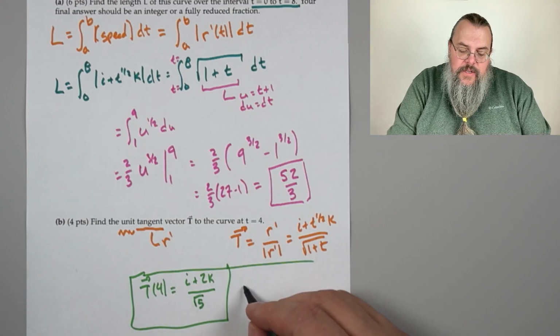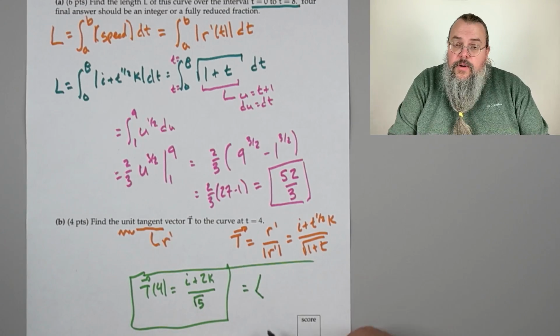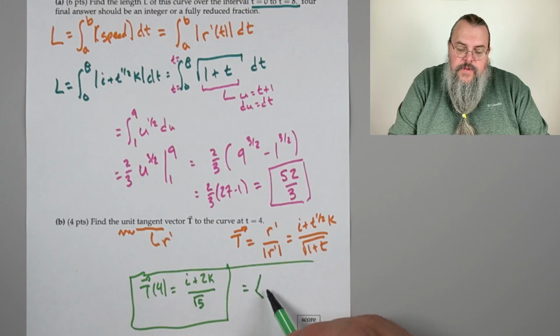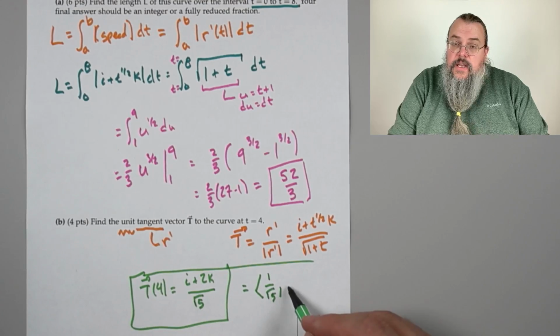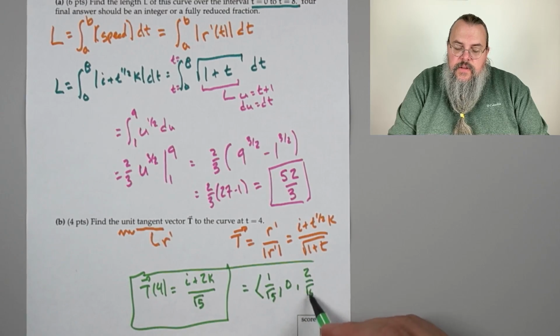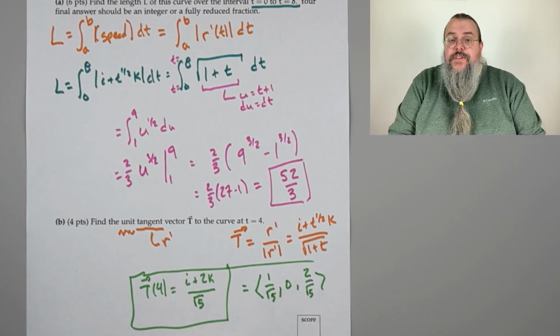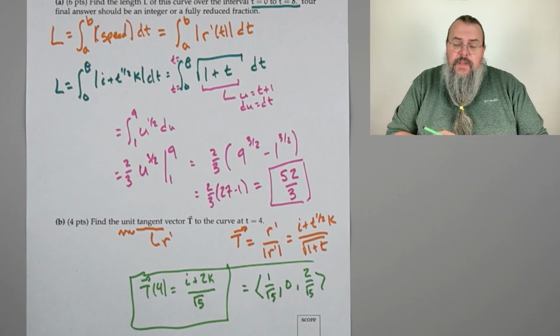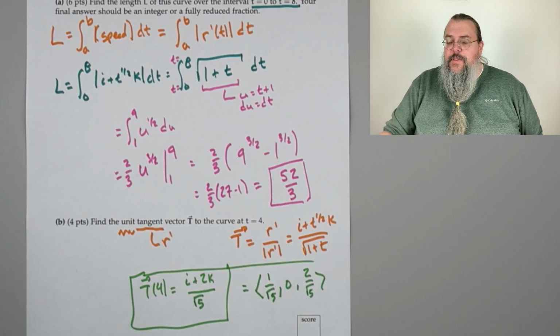Now, there's other ways to write this. We could also have written this in the form where we do it component-wise. So the first entry would be 1 over root 5, that's the i, j is 0, and then the k would be 2 over root 5. These are both the same vector, just different ways to write it. And so be familiar with jumping back and forth as needed.